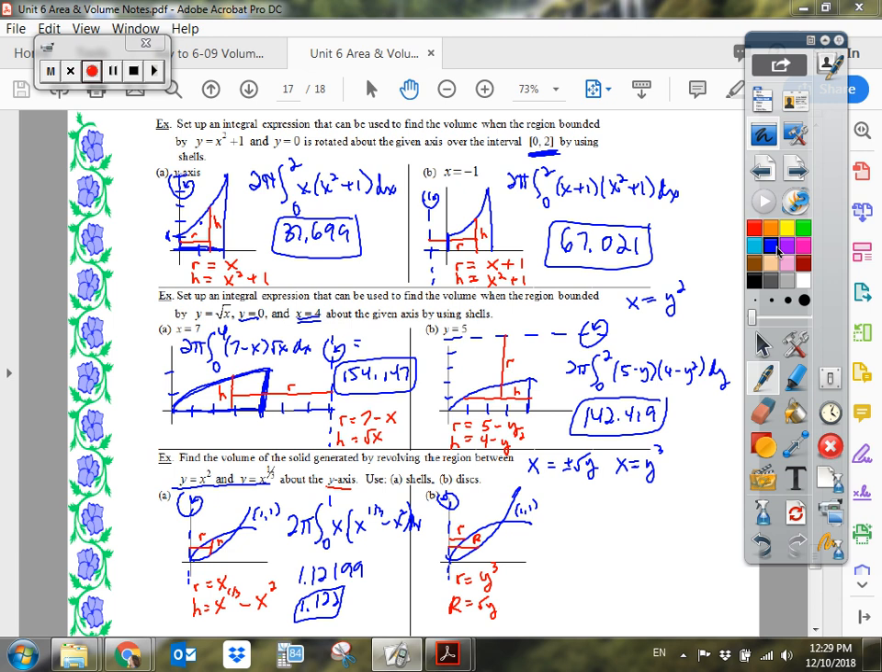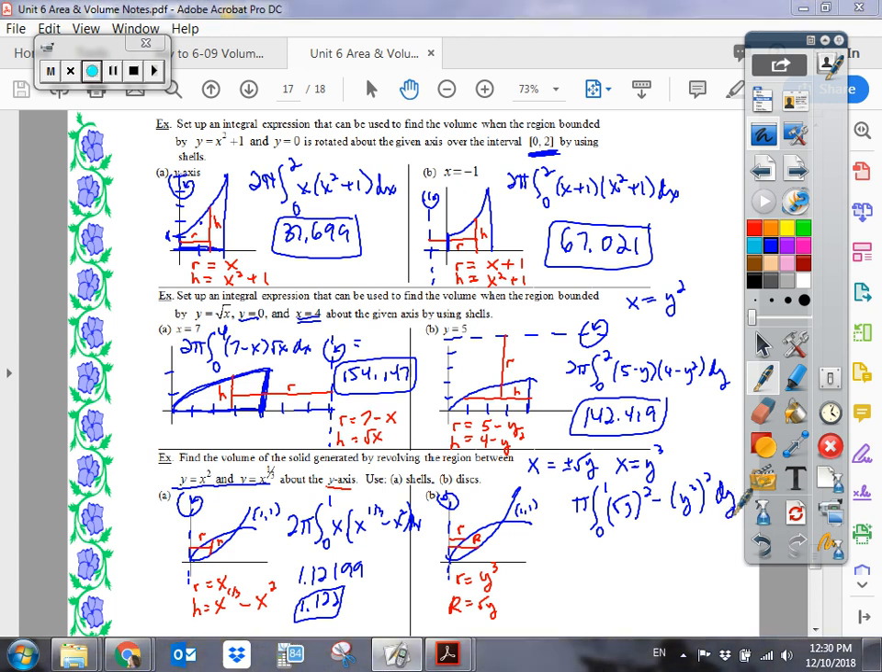So our equation is pi, not 2 pi, pi integral, and these are y bounds, which strangely enough happen to be the same as the x bounds. Really lucky for us that we couldn't mess that up. 0 to 1 of big R squared, so the square root of y squared, minus little r squared dy. We put that in our calculator, and we get 1.12199, which is 1.122. Same exact thing, done two different ways.